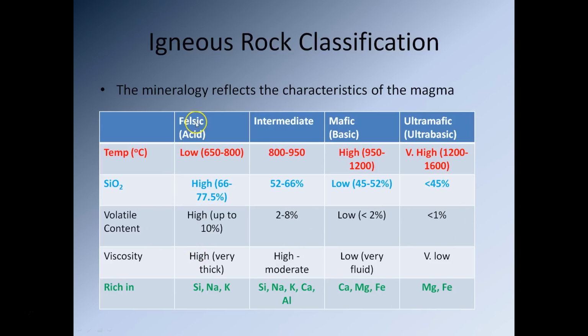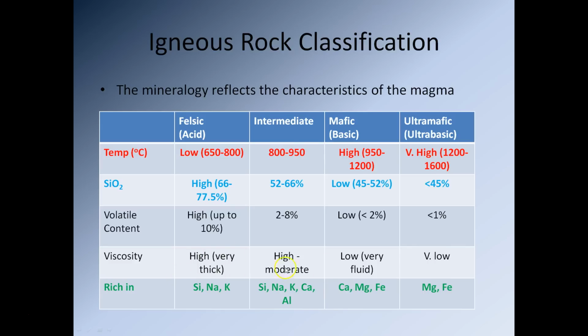So, as we go from felsic to ultramafic, we also have a steady decrease in viscosity. So the lava essentially, if it's felsic, has a very, very high viscosity. It behaves like molasses that you've left in the fridge for a couple of weeks. In contrast, an ultramafic magma has a very, very low viscosity. It would flow more like water.